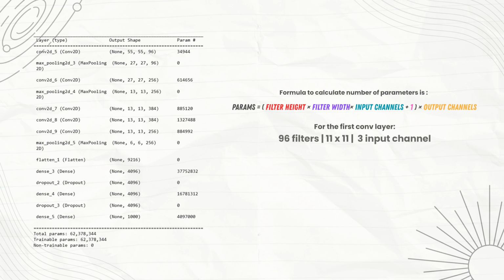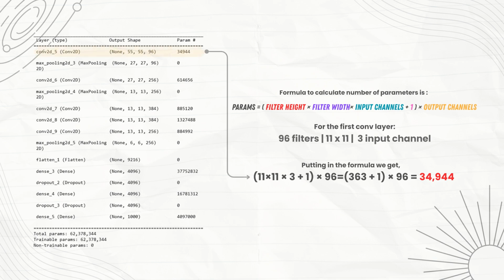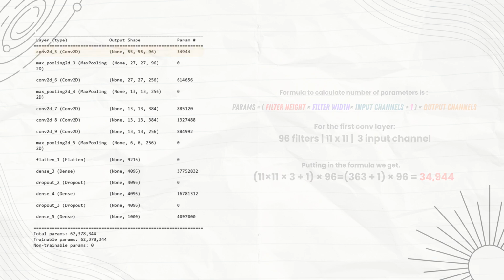So, putting in the numbers for the first layer, we see that the total number of trainable parameters in the first layer is 34,994.